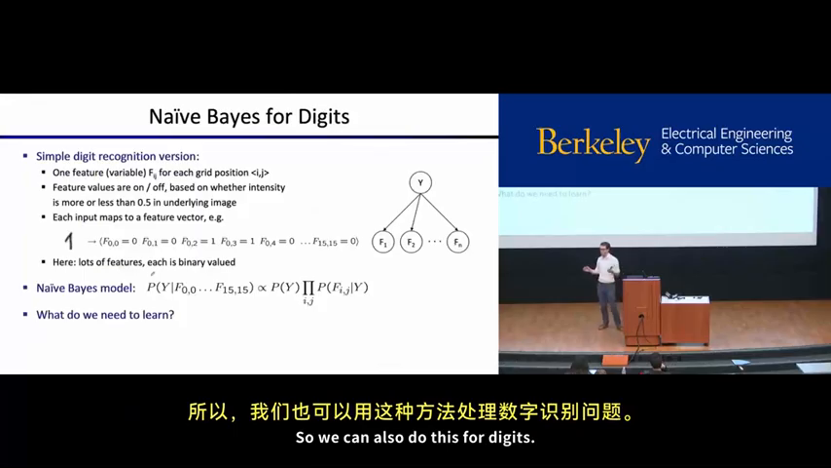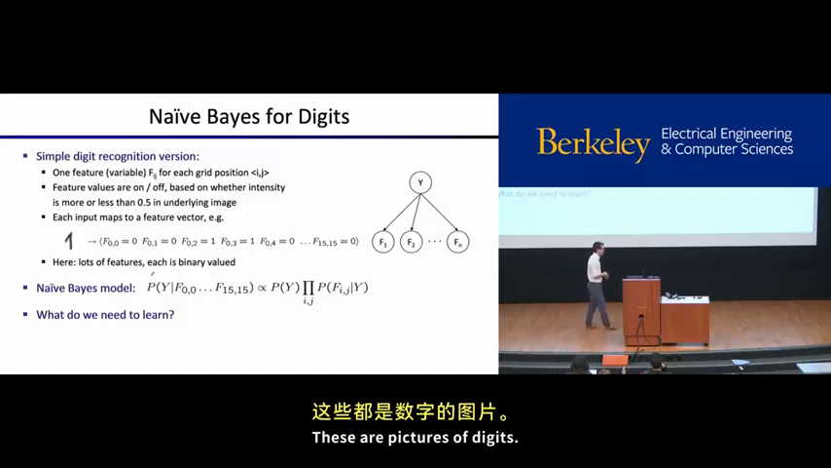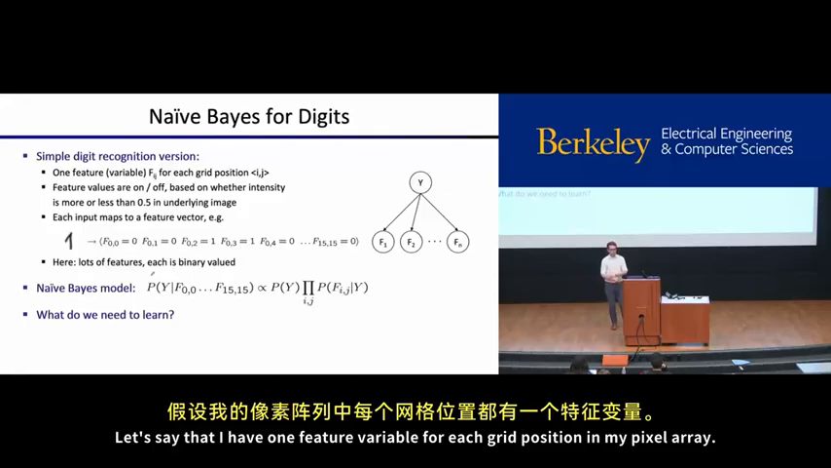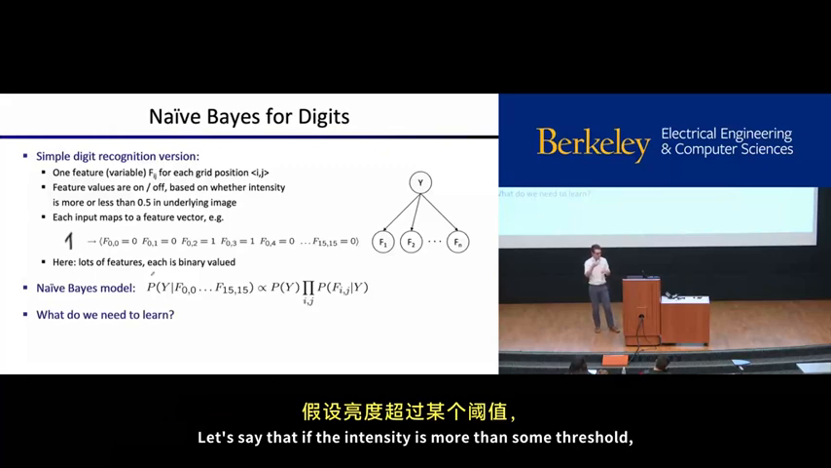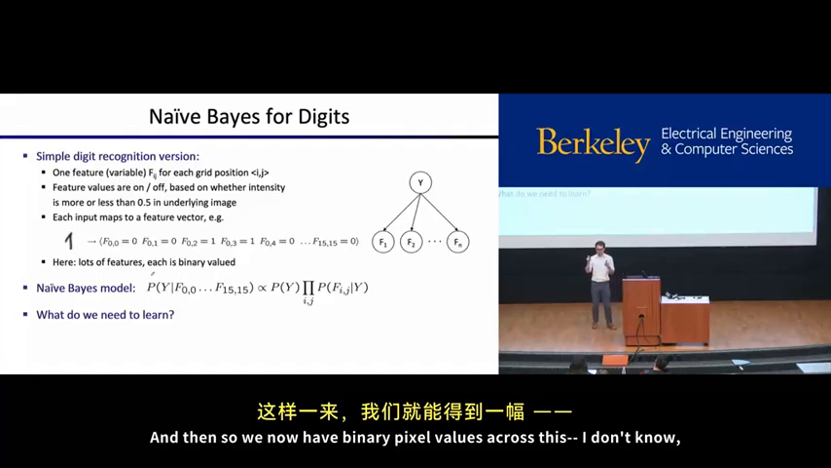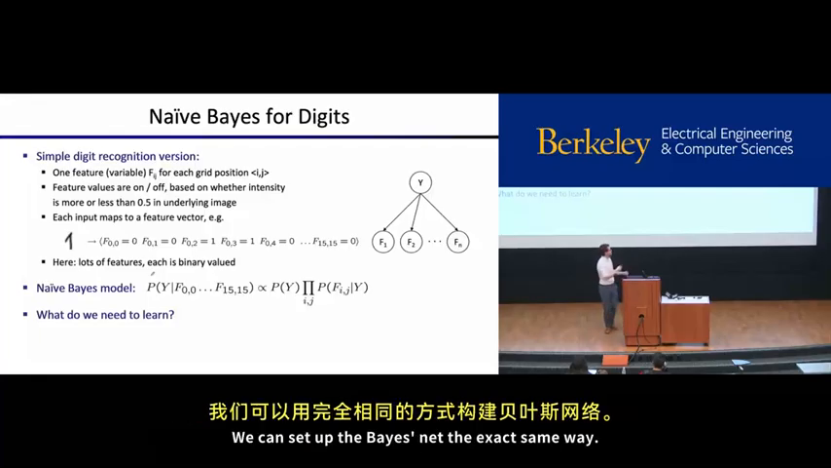Right, so we can also do this for digits. I have some pictures of digits. They have some pixels in them. Let's say that I have one feature variable for each grid position in my pixel array. The features are on or off based on intensity. If the intensity is more than some threshold, then we call it on. So we now have binary pixel values across, let's say, a 16 by 16 picture. We can set up the Bayes net the exact same way.